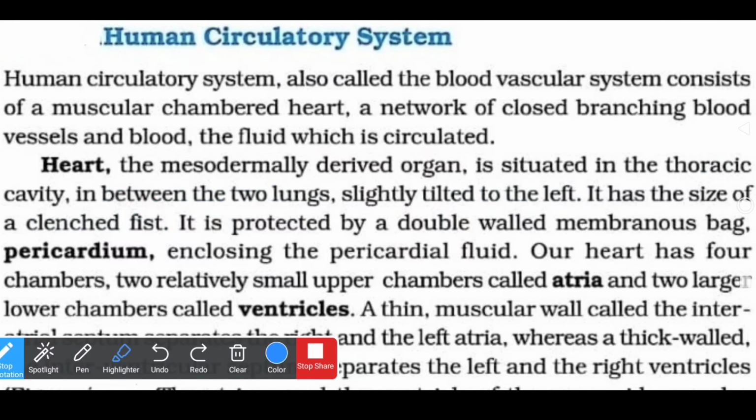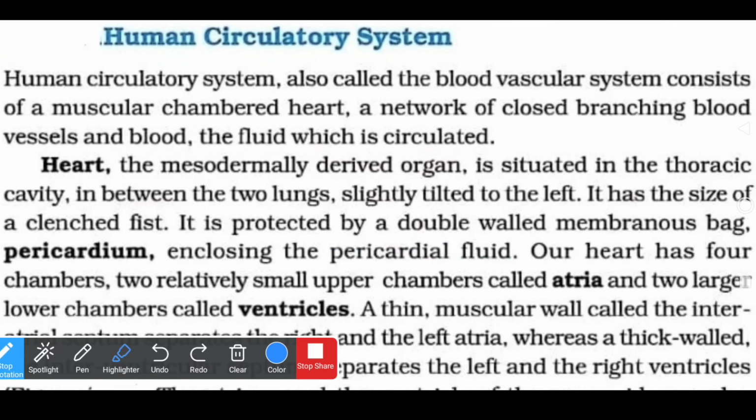It is protected by a double walled membranous bag that is called the pericardium. Please do remember that the heart is protected by a double walled membranous bag called the pericardium, which has a special type of fluid called pericardial fluid, which functions as a mechanical shock absorber for the heart.